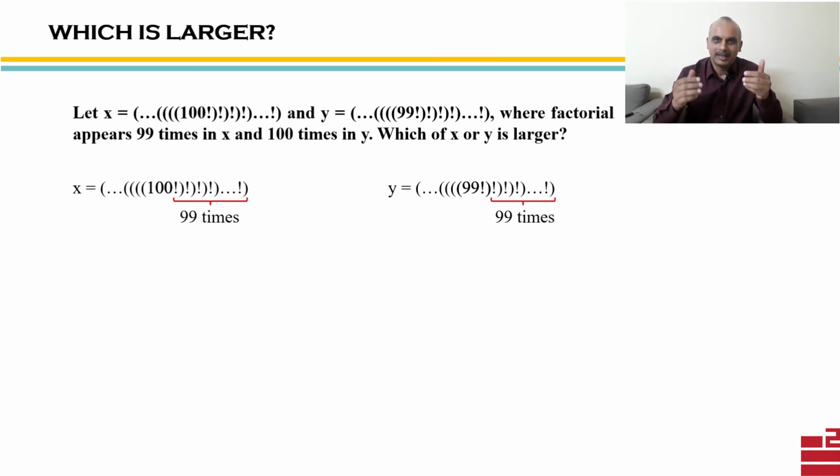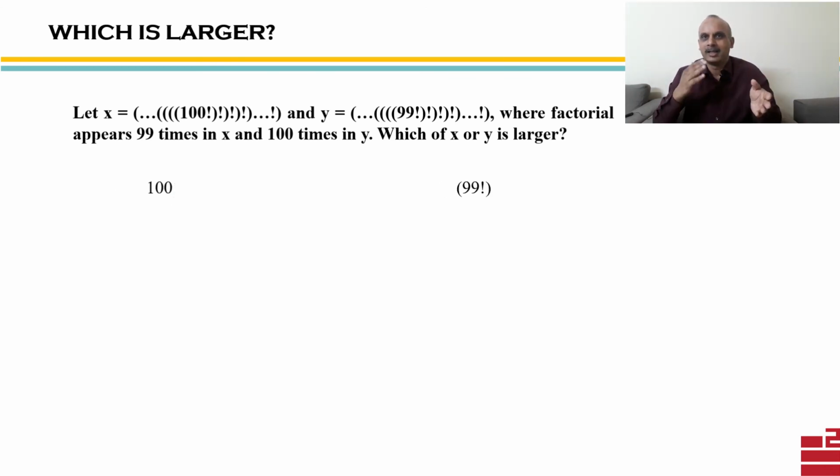And therefore, in both these numbers, X and Y, the factorials are appearing 99 times, on which numbers? In case of X, the main number is 100, in front of which factorial is appearing 99 times. In the case of the second number Y, we have the number 99 factorial, after which the factorial appears 99 times. I hope you got this. And now we remove the equal number of factorials from both. And what we are left with is just 100 over there and 99 factorial over there. Which of the two is larger?